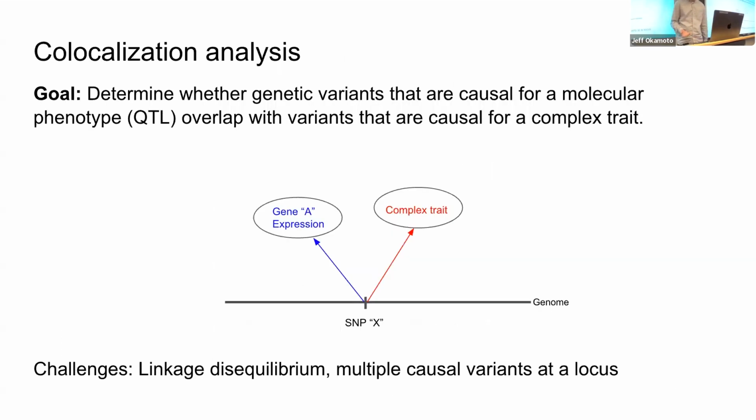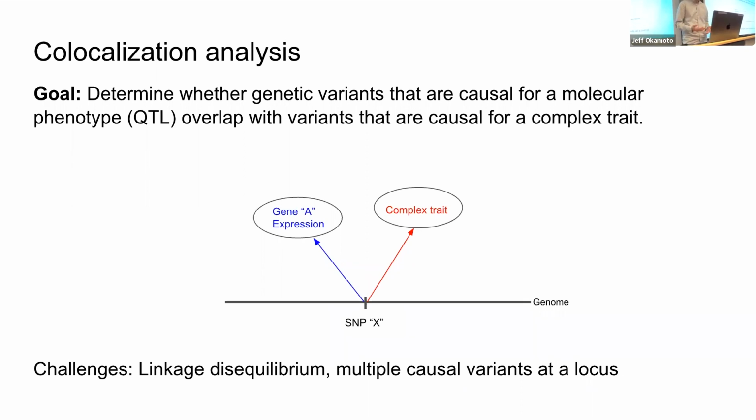Okay, so what is a colocalization analysis? The goal of this type of analysis is to determine whether genetic variants that are causal for a molecular phenotype overlap with variants that are causal for a complex trait. Here we have a little cartoon of a simple example, just to show what a colocalized variant might look like. You see from the cartoon, SNP-X is not only causal for the expression of some gene A, but also for your complex trait. So we say SNP-X represents a colocalized variant.